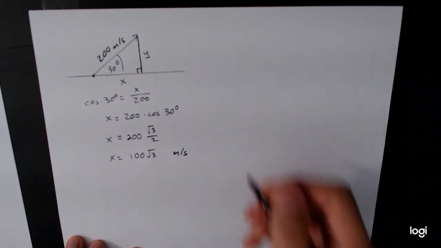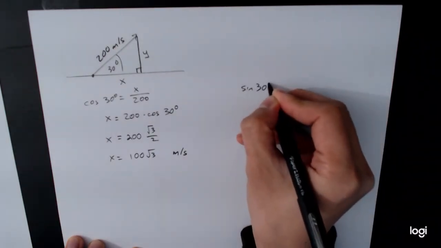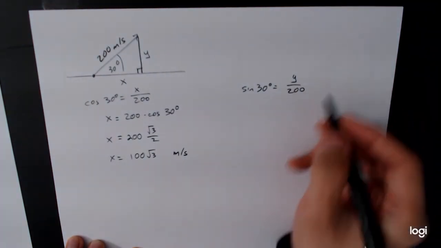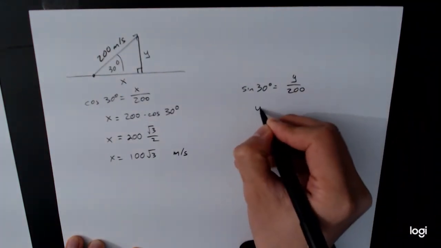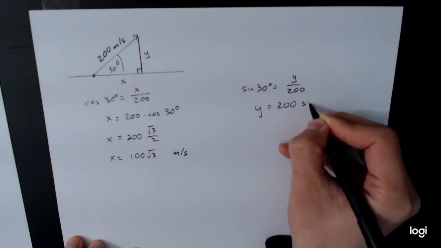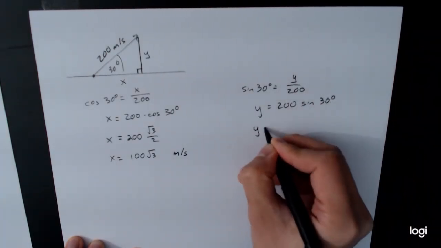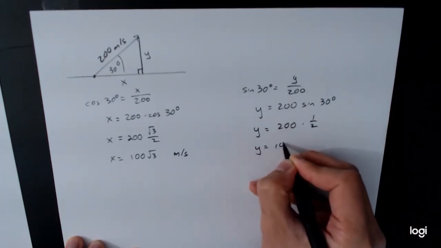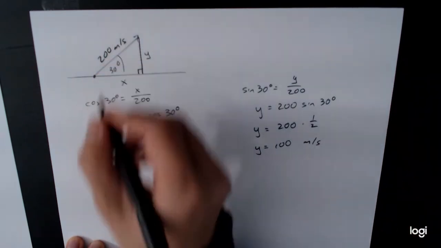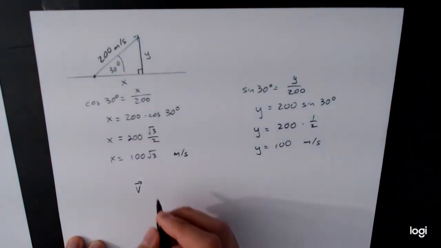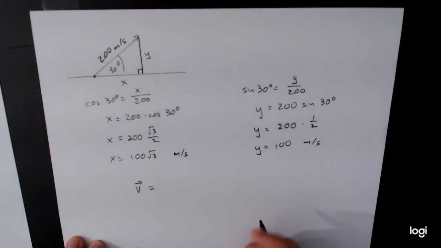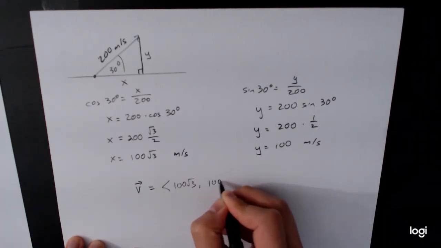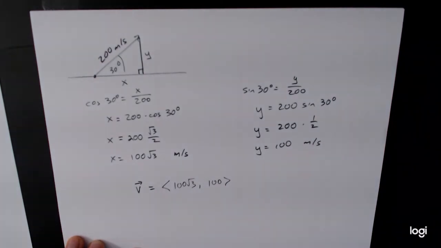In the same way, we can get Y. Sine of 30 degrees is equal to Y over 200, opposite over hypotenuse. So Y is equal to 200 times sine of 30 degrees. Sine of 30 degrees is 1/2, so Y is equal to 100 meters per second. And so the velocity vector of this projectile is going to be (100 square root of 3, 100), and the units are meters per second.